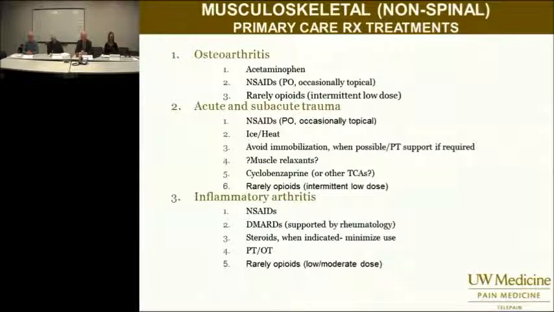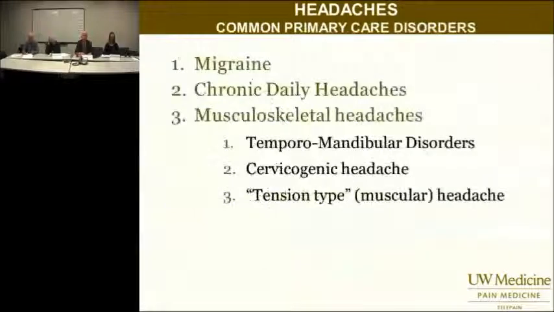Corticosteroids, when indicated, then again, chronically is a potential disaster as far as osteoporosis, avascular necrosis, diabetes, weight gain, muscle atrophy, all the things you know well, but may play a role in pulse fashion. Physical therapy, occupational therapy, again, play a role by moving the joint, keeping the joint moving. You're going to do a good service to your patients. And again, rarely opioids, again, if demonstrating improvement in function and improvement in quality of life at low, moderate dose are quite appropriate. Headaches, one of the number one problems that you're seeing in your clinical practice.